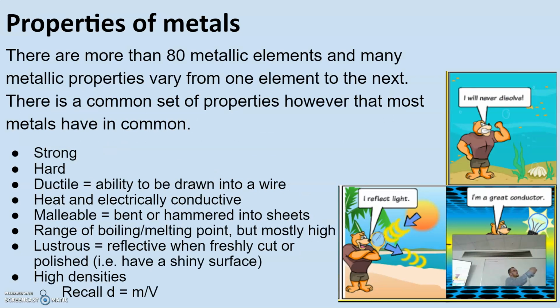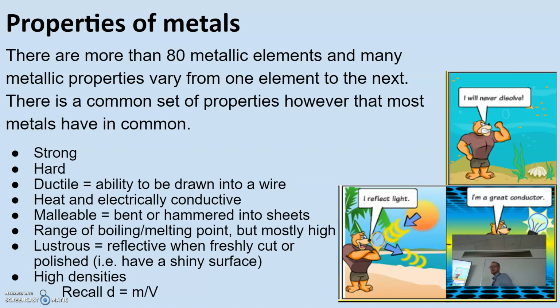So the properties of a substance tell us something about the substance. They are strong, they are hard. Hardness is a measure of resistance to being scratched. So the harder substance will scratch a softer substance. The hardest substance we know in general use is diamond. So nothing will cut diamond other than diamond itself. Strong refers to its ability to hold a load.